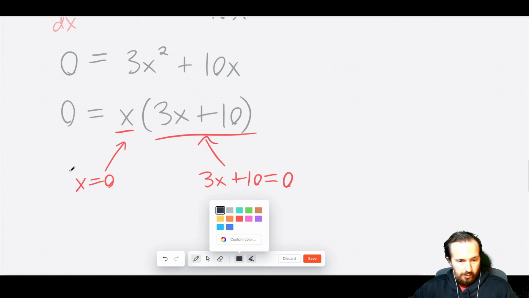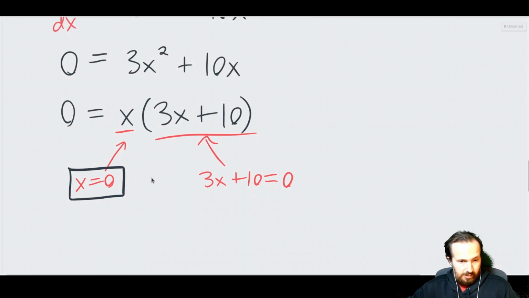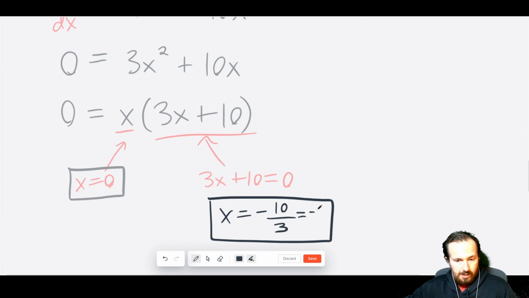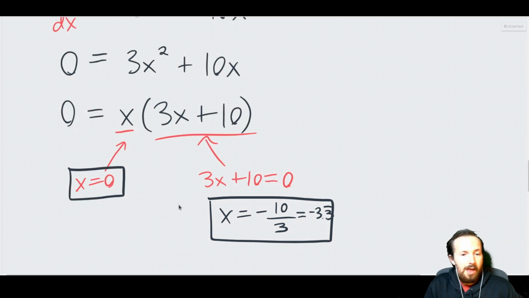So here, this one's kind of already solved for us. x equals 0 apparently makes this work, which we already knew from the answers. And then if we solve this, we get x equals the other answer, negative 10/3, which was what we saw on the graph of negative 3.3 repeating. So there you go. That's how you find the x values at which you have horizontal tangent lines.